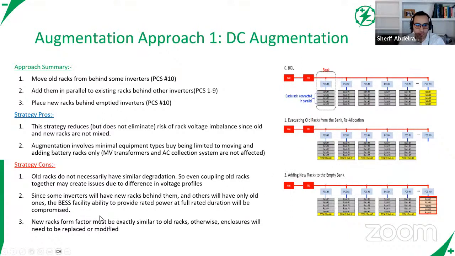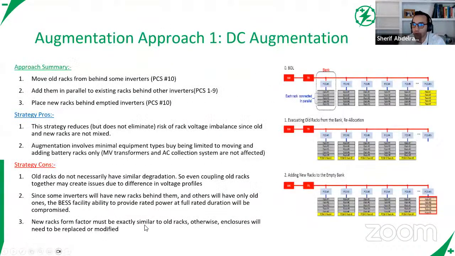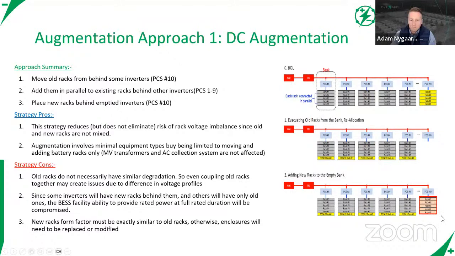Second on the cons list, since some inverters will have... well, this is actually the one we discussed. The other thing we touched on is the form factor. If you're in a building, or if you're using an ISO container, you're assuming that the battery racks you're adding have the same form factor as the old ones, and that's very, very unlikely. So that concludes the first augmentation approach.